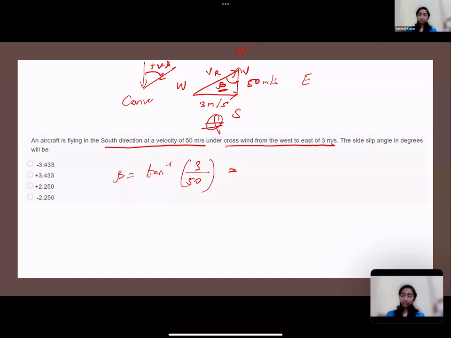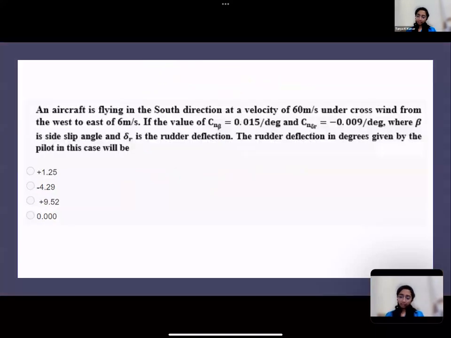Okay, so if I do tan inverse 3 by 50, I get 3.433 degrees. Yes? So it's positive and it's 3.433 degrees. Moving on to the next question. An aircraft is flying in the south direction at a velocity of 60 meters per second under crosswind from west to east of 6 meters per second. Very similar to the previous question, in fact, till finding beta.